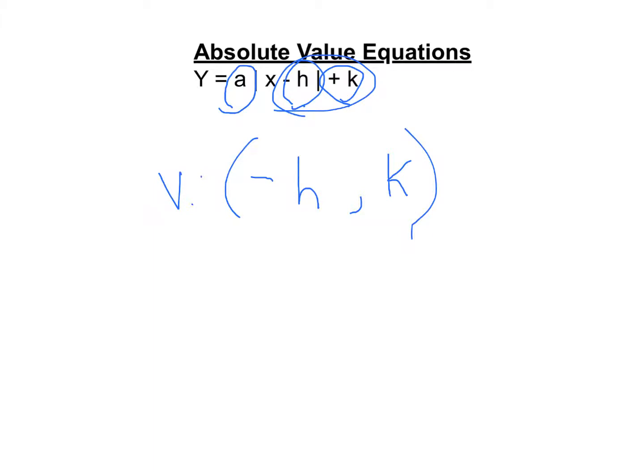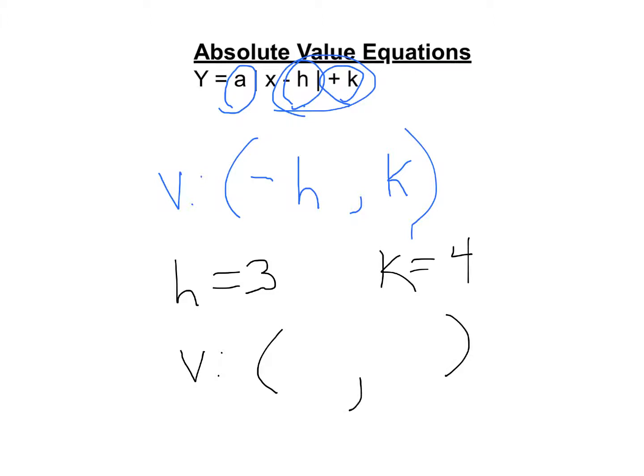So for instance, let's say that our h value is 3, and let's make k equal to 4. So when I was doing my vertex, knowing these key pieces of information, my opposite of h, so the opposite of 3, would be negative 3. And then the k value just goes in as it is, so 4.